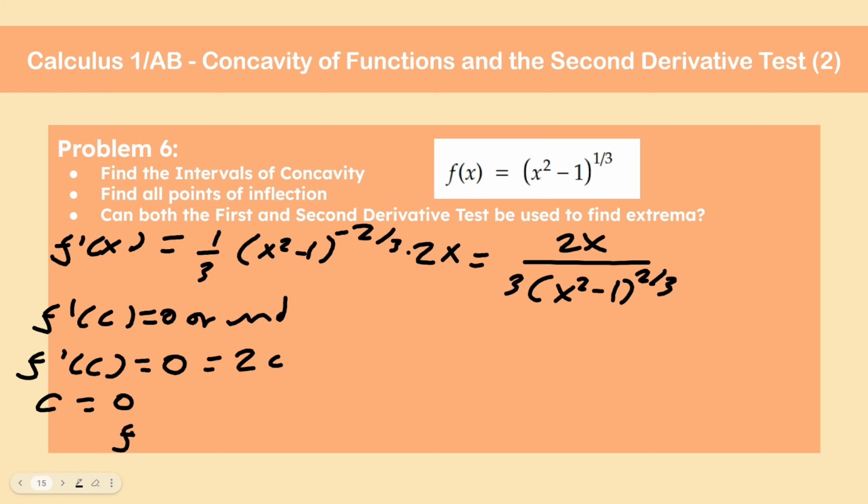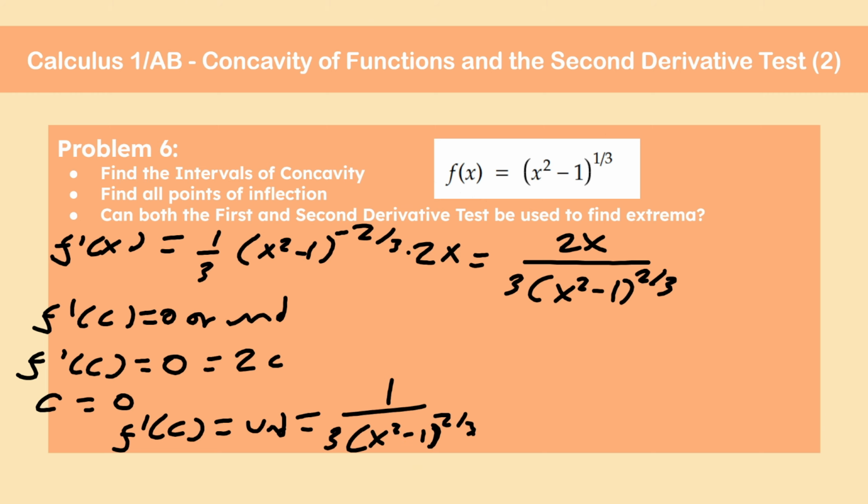And now let's solve for when f prime of c is undefined, or when the denominator is equal to 0. So let's just say this is 1 over 3 times x squared minus 1 to the 2 over 3. Or you can say this is just 2x, where x is c. So since the numerator and the denominator don't have any common factors, you can just say this is equal to 1 and just solve for c.